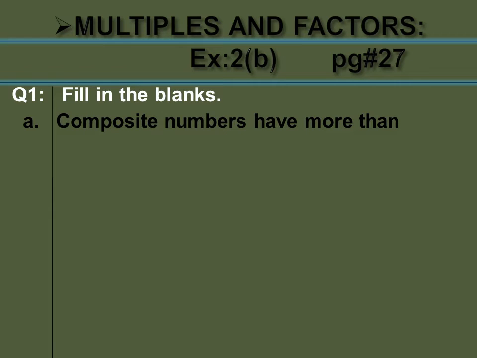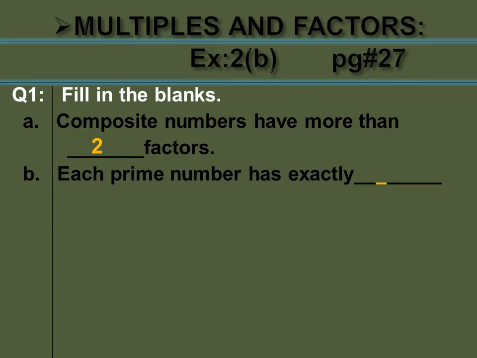Composite numbers have more than dash factors. Dear students, we have learned about composite numbers, that composite numbers are those numbers that have more than 2 factors. So we will write 2 in this blank. Now we will move to the next part.